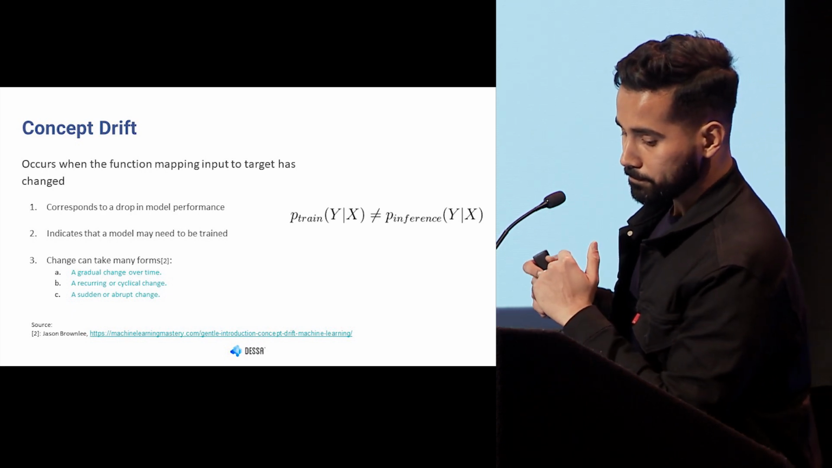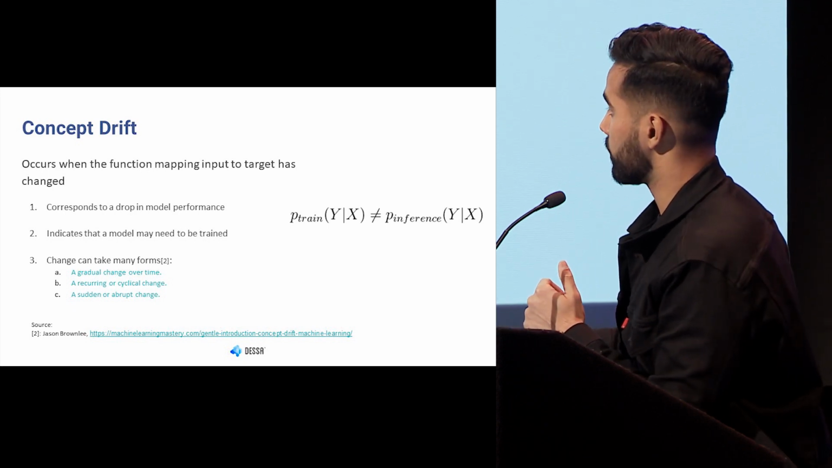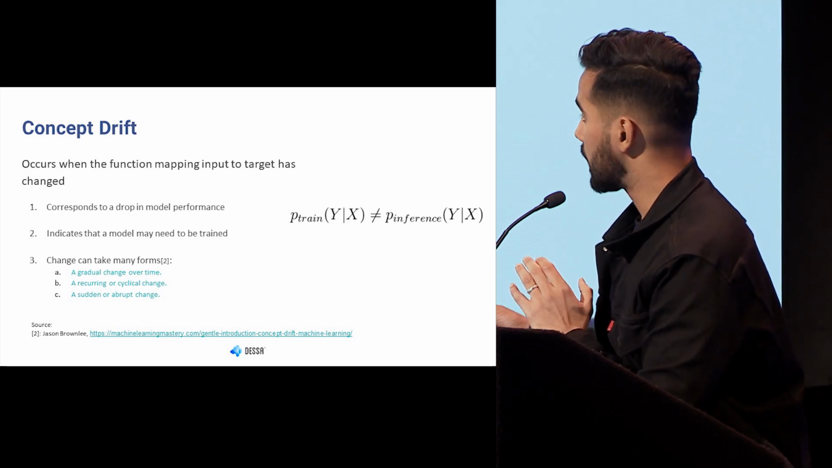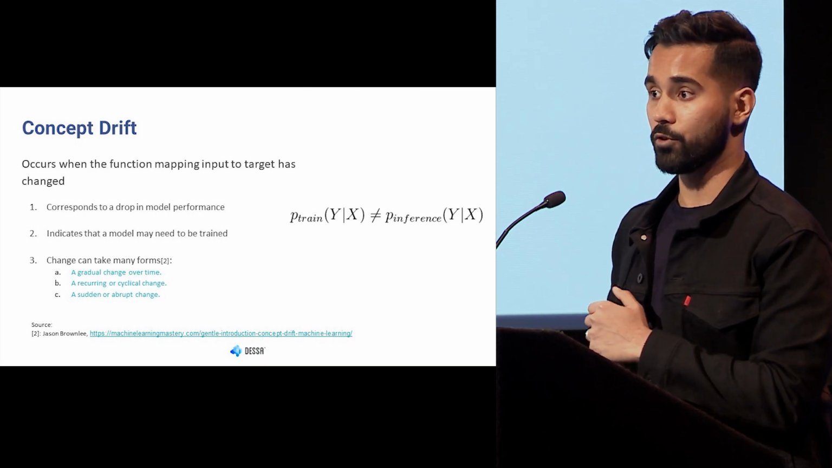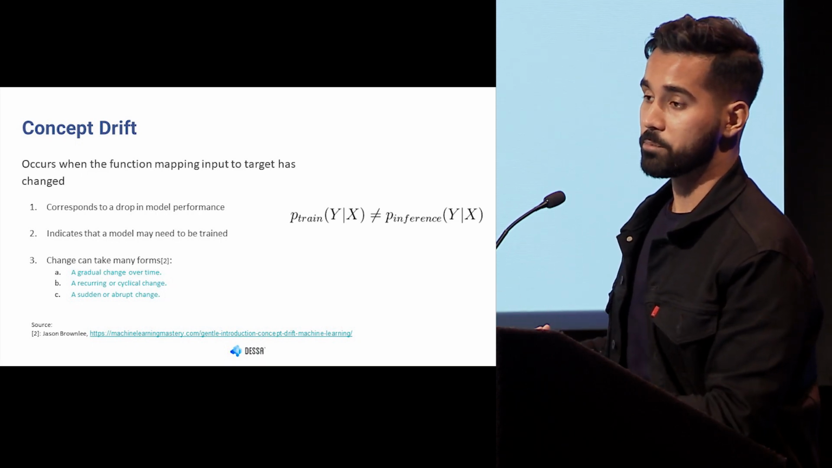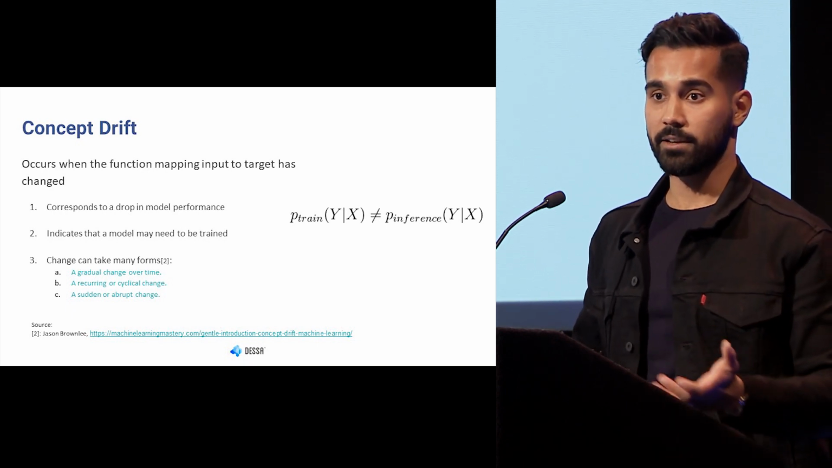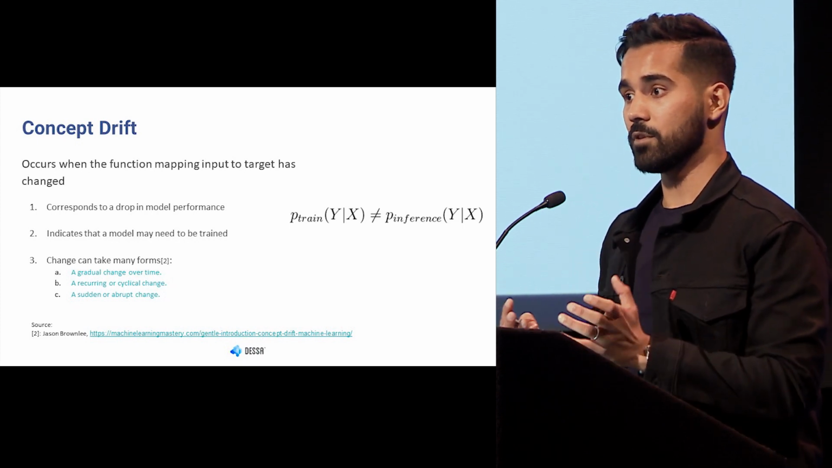The important thing about concept drift is that it can take many different forms. It could be a gradual change over time, or it could be a recurring or cyclical change, for example the seasonality aspect that I talked about, or it could be a sudden and abrupt change. Maybe you're an e-commerce company and tomorrow is Black Friday. If it's Black Friday, you will see a strong change in the demographics of your data set.